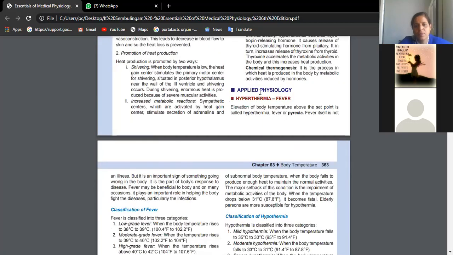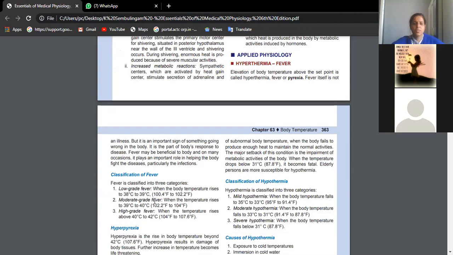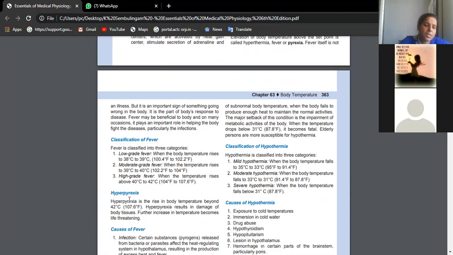So this is fever. Hyperthermia, elevation of body temperature above a set point. Now see here, normal body temperature is 37.5 degrees centigrade usually. If it is above 38 to 39, generally consider it low grade. If it ranges between 39 to 40, moderate. If it is between 40 and 42, you call it high grade fever. Hyperpyrexia means the temperature is too high. If it is above 42 degrees centigrade, which is 107.6 Fahrenheit, that is hyperpyrexia.